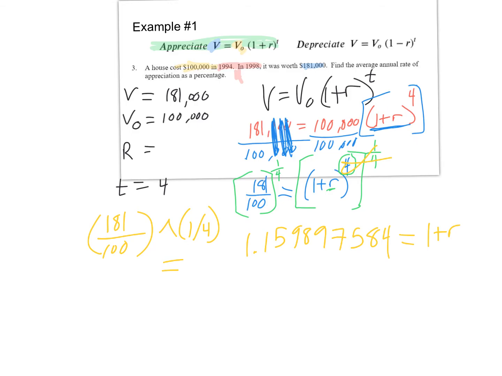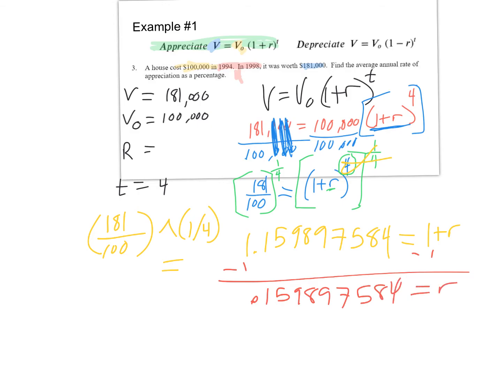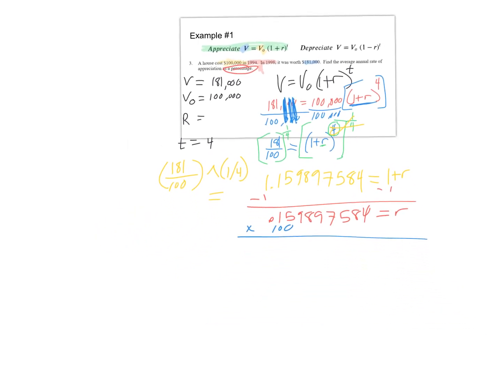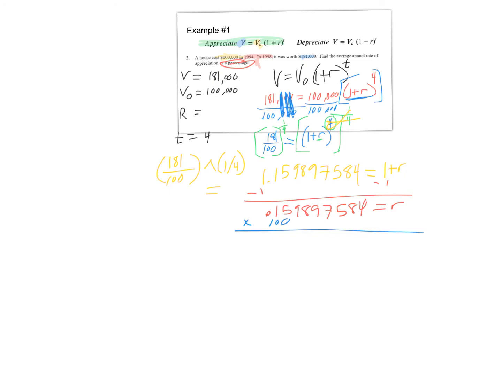Okay. Now that I have this, I'm going to start solving, so I'm going to subtract the 1 to get the R alone. So I get 0.159897584 is equal to R. But remember, yes, that is our rate as a decimal. The question wants the answer as a percentage. So to get a percent from a decimal, we have to multiply this answer by 100. And then that's when we can round to our two decimal places.